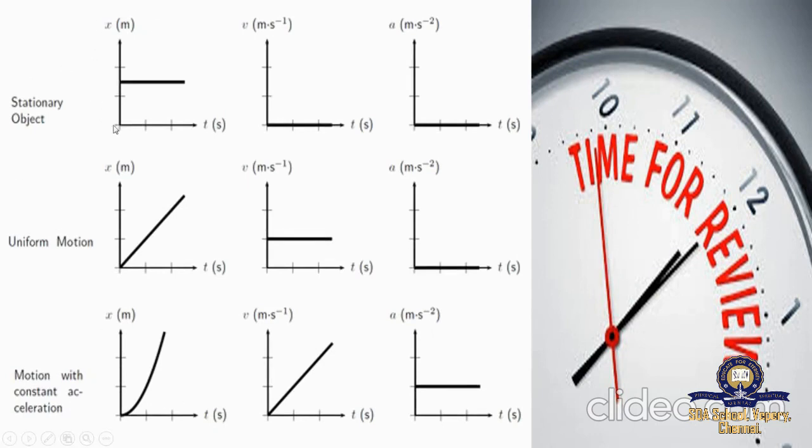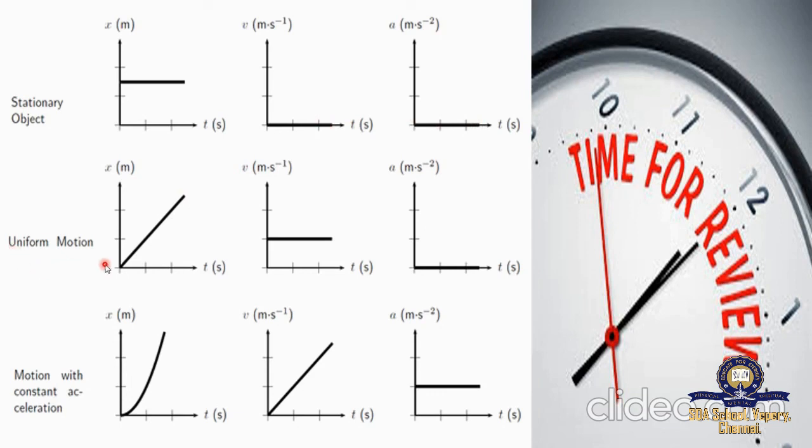First, we have a distance time graph, where x is nothing but distance. So: distance time graph, velocity time graph, and acceleration time graph. What if we have a stationary object? A stationary object has no change in position, right? So when we consider a distance time graph for a stationary object, we'll have a graph like this. The velocity time graph is 0, and the acceleration time graph would also be 0.